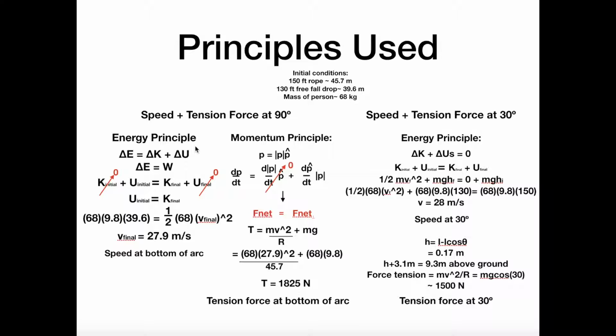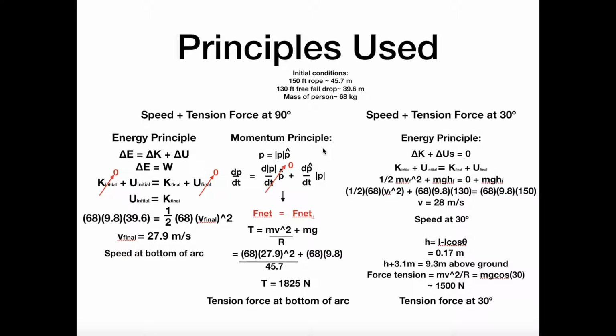I applied the energy principle to find the final velocity, where delta E equals delta K plus delta UG. Because there is no work on the system, the delta E is also 0. K initial and U final both go to 0, leaving us with U initial equal to K final. I then plugged in all the initial conditions like the mass of the person and the freefall drop length to get 27.9 meters per second as the speed at the bottom of the arc.